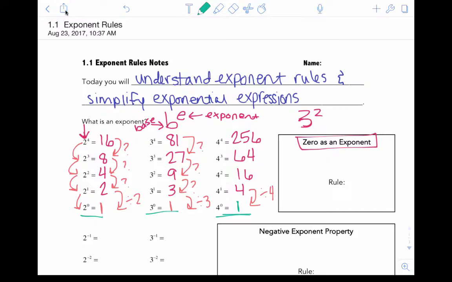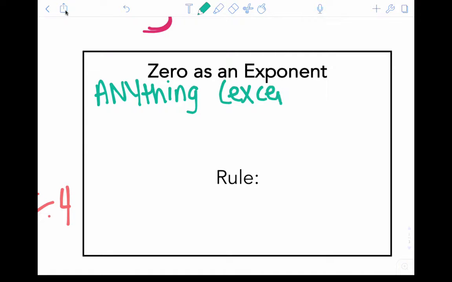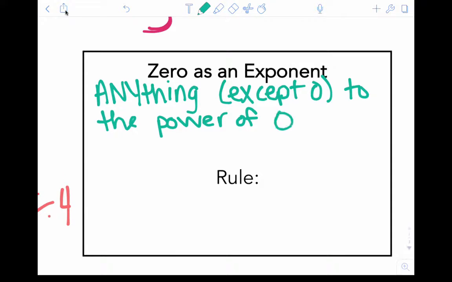So our 0 as an exponent property, this is what we're going to write out in words, is going to be: anything except 0. 0 is our little exception here. So anything else except 0, to the power of 0, equals 1.